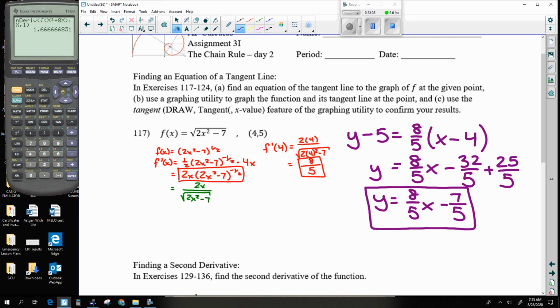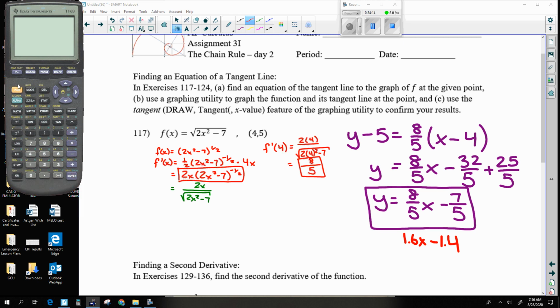Okay, I'm not going to worry about graphing it, but I am going to use my graphing utility to verify my result. So what is my result going to look like before I know if I'm right or wrong? So 8 fifths. So this is going to look like 1.6x, and then 7 fifths is what? 1.4. Right, 7 fifths.